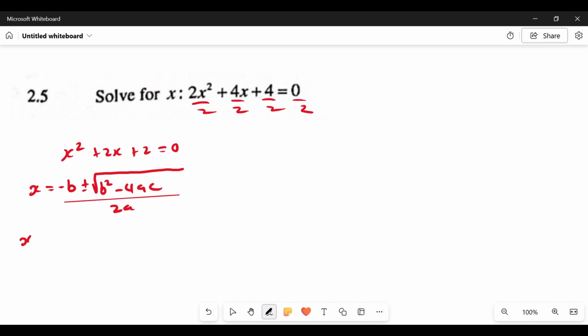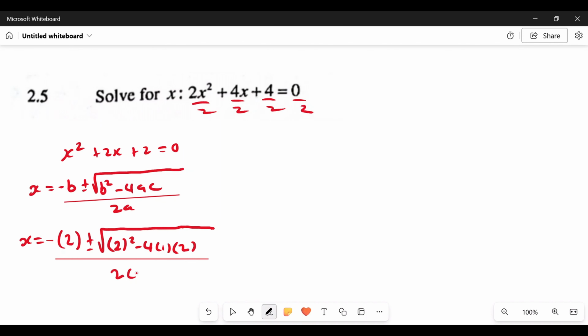So we just have to substitute them. We know that x is equal to negative b. Our b here is 2, plus or minus the square root of 2 squared minus 4, where a is 1, and then our c is also 2, divided by 2, and then our a is 1. If we continue here, this is going to give us x is equal to negative 2 plus or minus, inside the square root, negative 4, over 2.